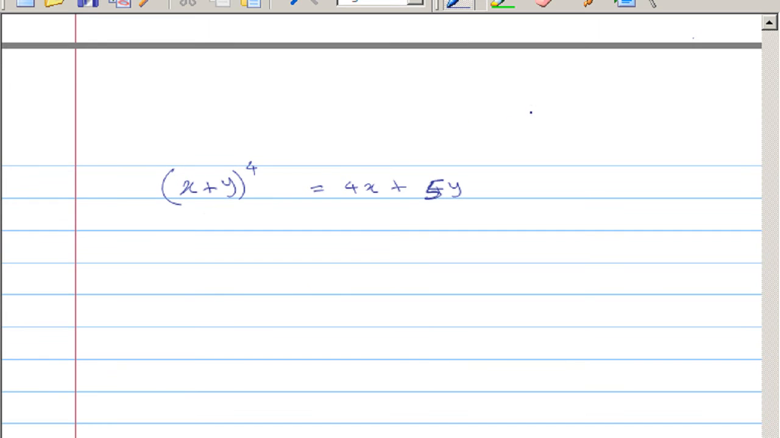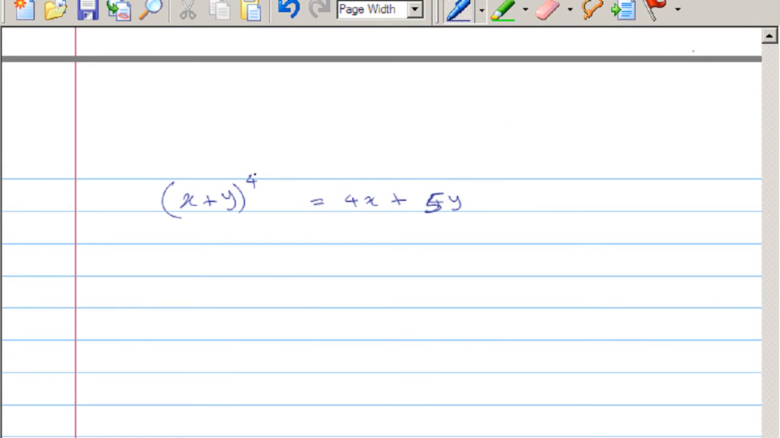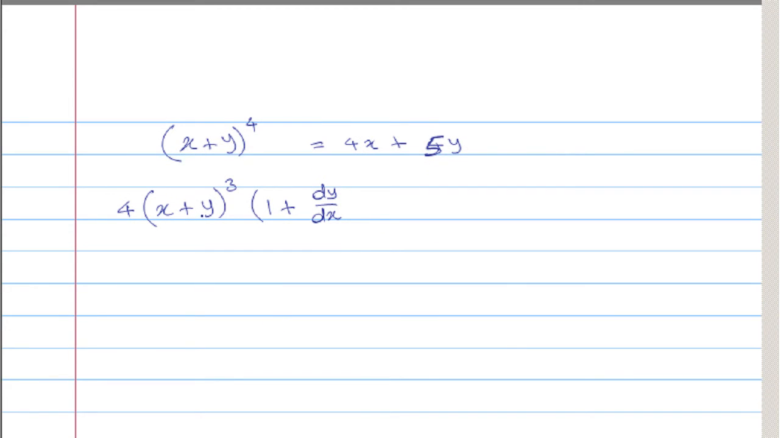And we said if we have some function raised to the power of a constant, then the derivative of that will be 4 times the function, leave the function as it is, so that's x plus y, reduce the power by 1, so I have 4 times x plus y to the power 3 times the derivative of the inside part. So the derivative of x plus y would be 1 plus dy over dx. The derivative of x with respect to x is 1. The derivative of y with respect to x, that's dy over dx. And differentiating the right hand side with respect to x gives 4 plus 5 times dy over dx.